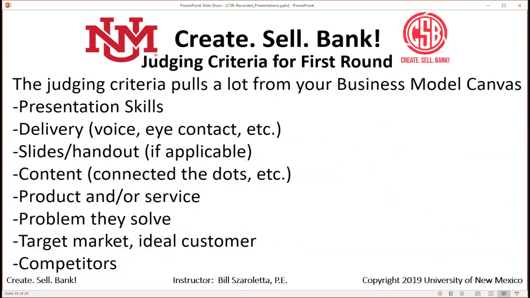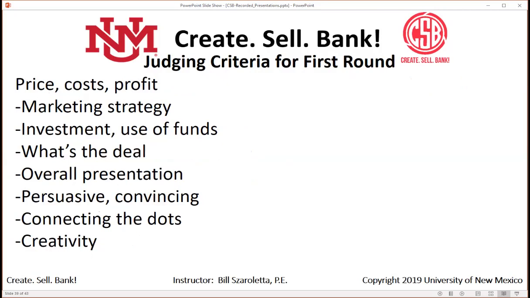So what's the judging criteria for the first round? You'll notice that it pulls a lot from your business model canvas and your presentation skills: your delivery, voice, and eye contact. There are no slides or handout, so that's not applicable. But your content: your product or service, the problem, target market, ideal customer, your competitors, your price, costs, and profit, marketing strategy, investment, and how you're going to use the funds. What's your business deal? What are you offering?